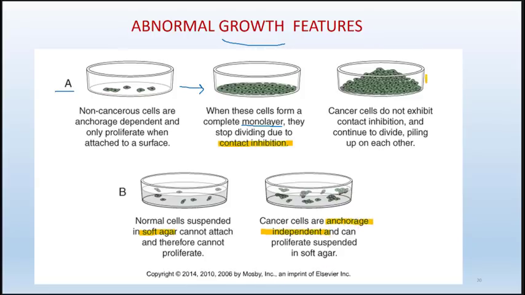And so to summarize what I just said in really two statements, cancer cells have these abnormal growth features. And the two main features that you need to be aware of is that cancer cells have loss of contact inhibition, and they also have anchorage independence.